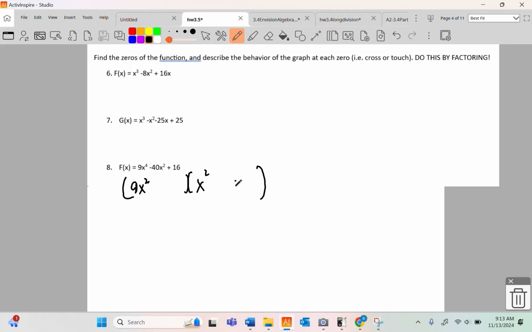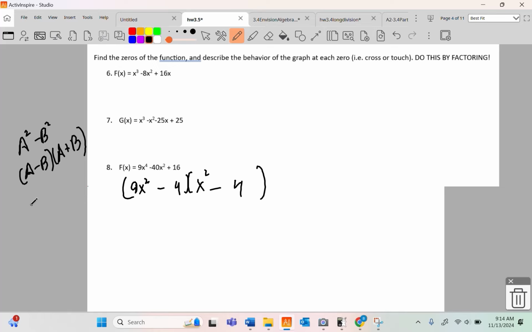Factors of 16 are 4 and 4. 4 times 9 is 36. 4 times 1 is 4. I can get there. Make them both negative. Now, I'm not done factoring. There's an a squared minus b squared pattern out there, which factors as a minus b times a plus b, or vice versa.